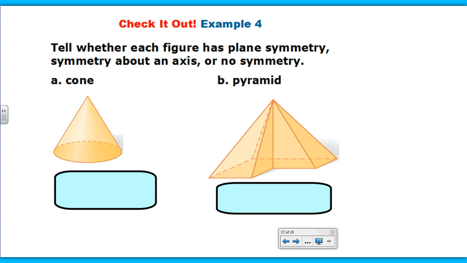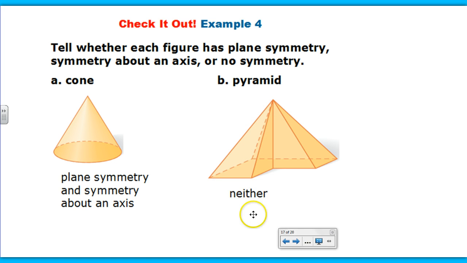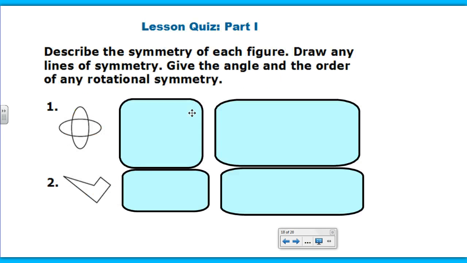So really, this is the focus today, and why don't you pause and come back and state what type of symmetry you have found in these 2 figures, and you can check your work. In this figure we have both plane symmetry and symmetry about an axis, right? And this is an interesting figure, and we have, in this case, neither. There's no way to cut it to show plane or axis symmetry. Pause your video, come back and check your work.